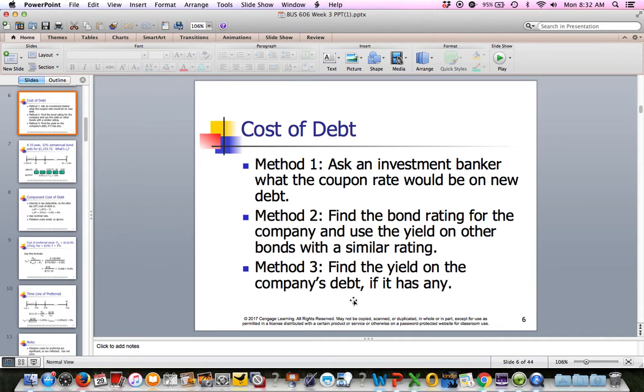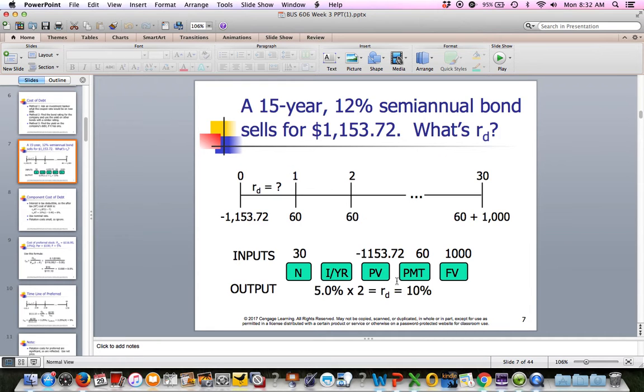Or I could look at the debt that I currently have on the books and just use that, basically just find out what that yield is or what the interest cost is on the debt that I already have and use that. So there's really 3 ways for a company to figure out what its cost of debt is. And we haven't necessarily looked a whole lot at time value of money, so I decided to leave this slide in here just as an FYI, as an example.